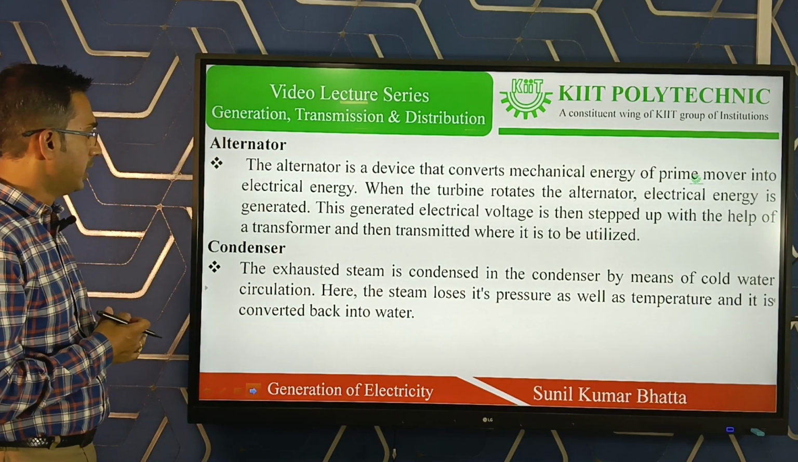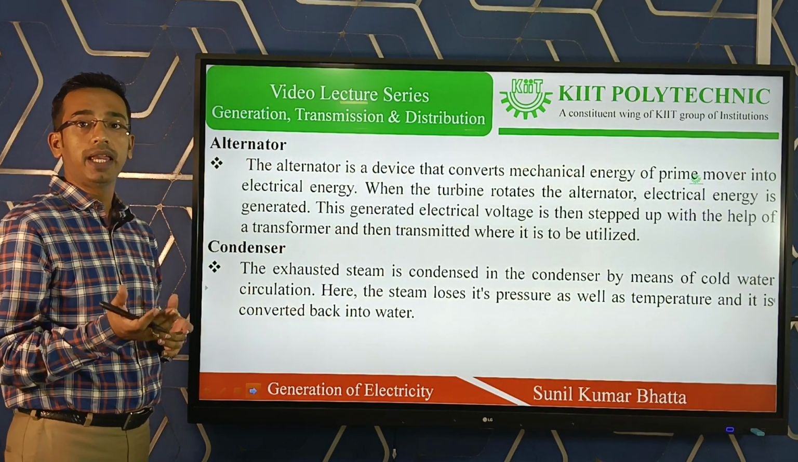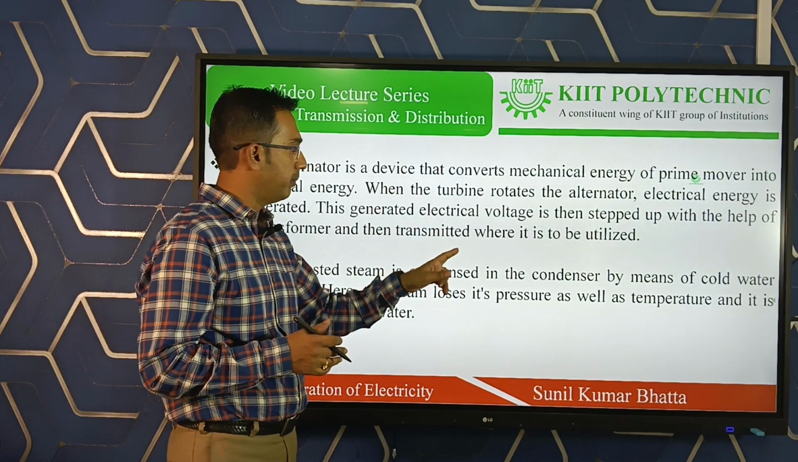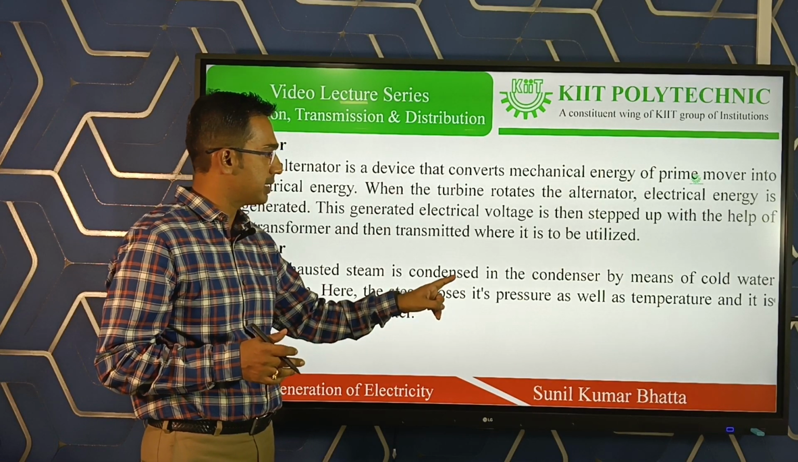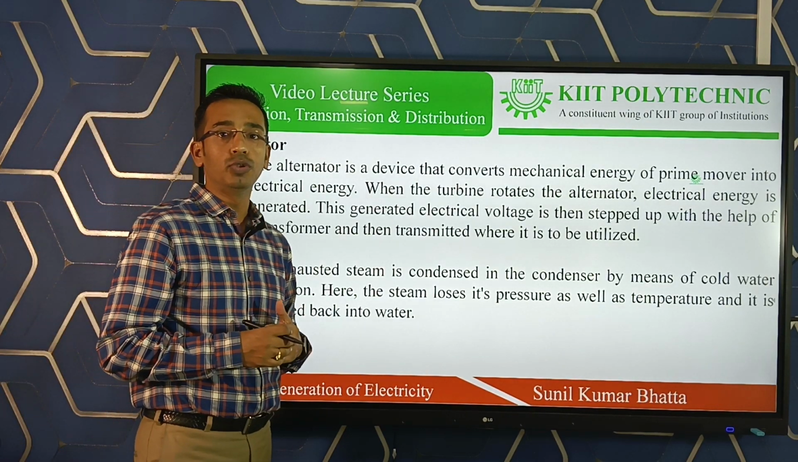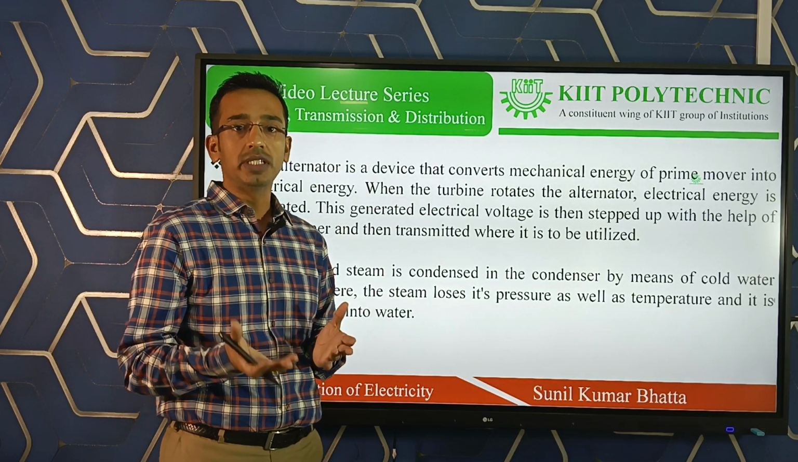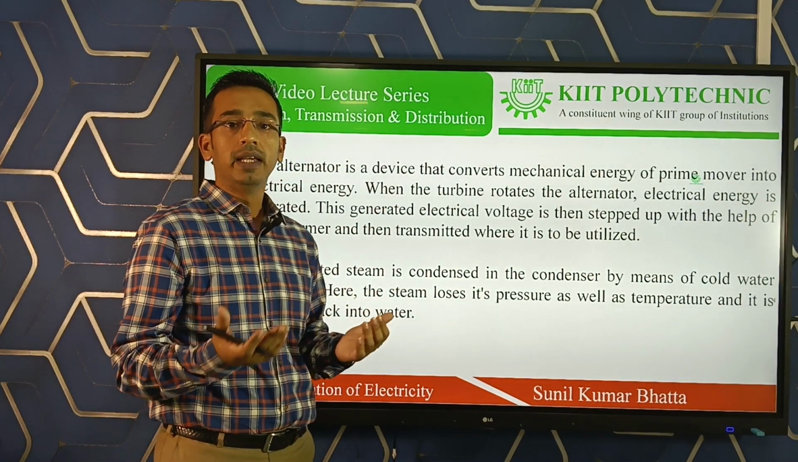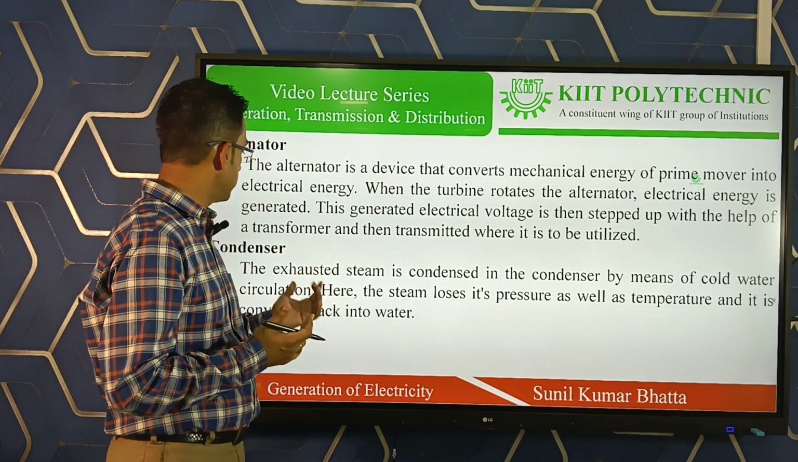Then coming to the condenser. The steam exhausted after passing across the turbine is condensed in the condenser by means of cold water circulation. Here the steam loses its pressure as well as its temperature and is converted back into water. So the steam applied to the turbine, after exhausting, is converted into water by using cold water. That is the function of the condenser.